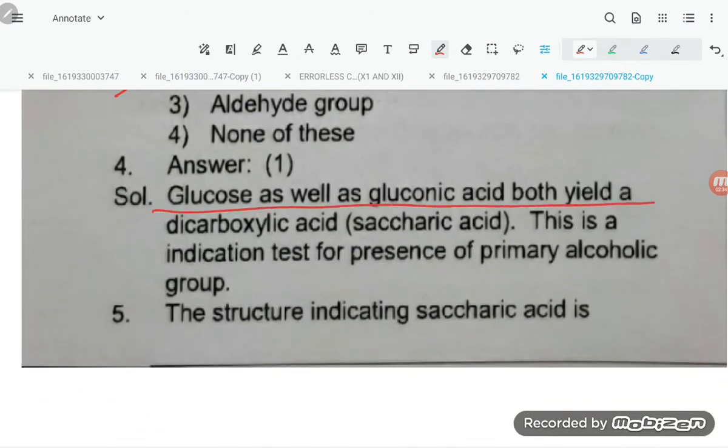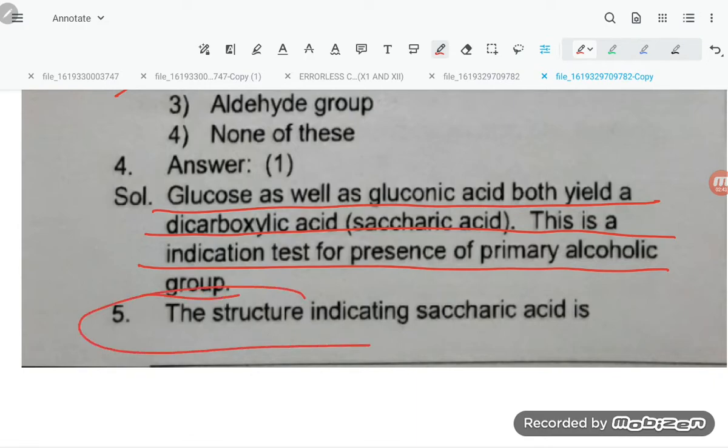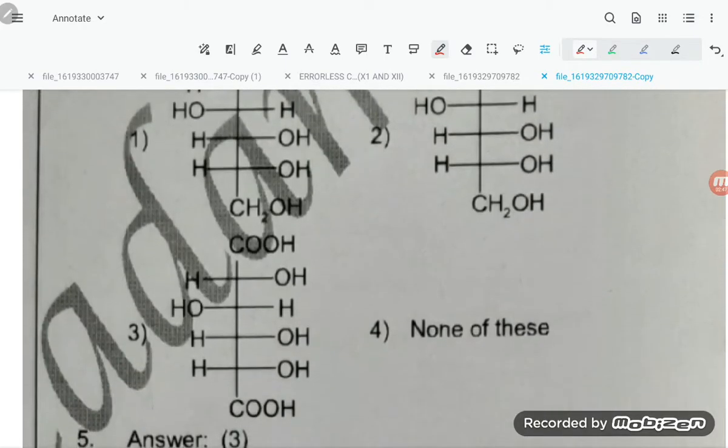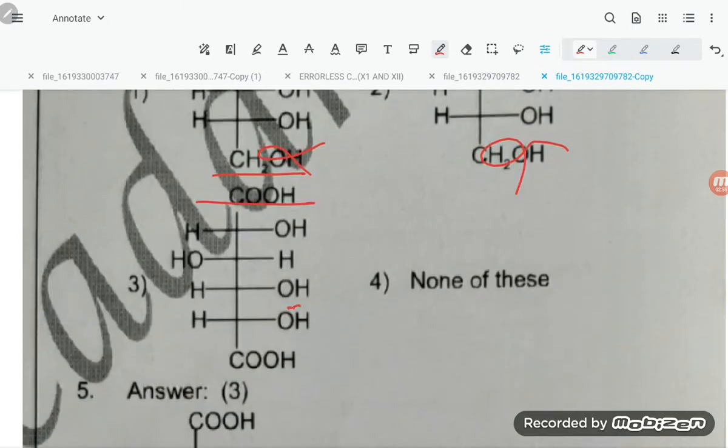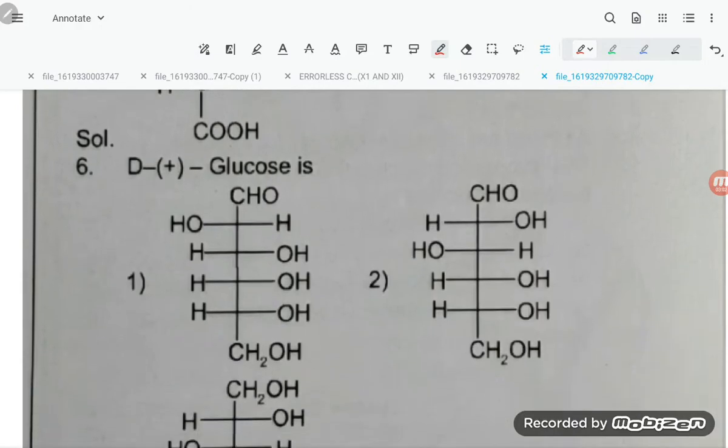Glucose as well as gluconic acid both yield the dicarboxylic saccharic acid. This indicates the test for the presence of a primary alcoholic group. The structure indicating saccharic acid is, see here is CH2OH, wrong, and here if you see, the correct option is option number 3, saccharic acid, dicarboxylic acid. So option number 3 is correct.